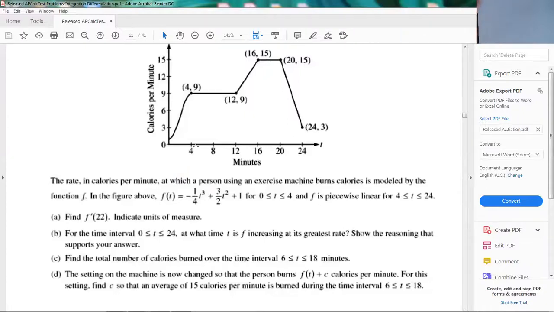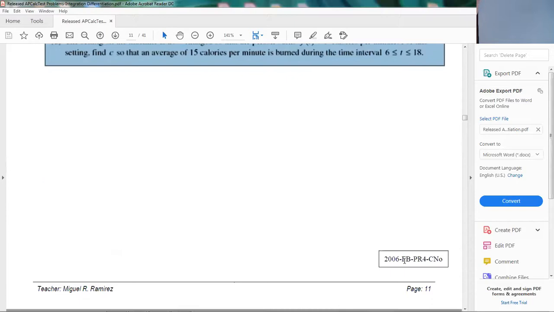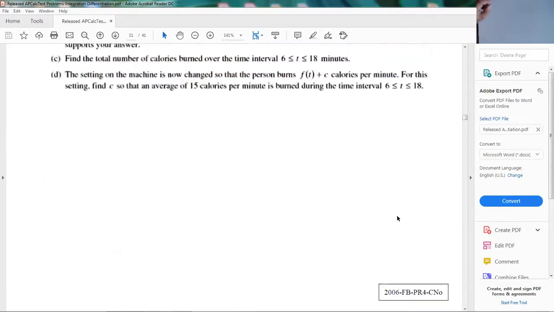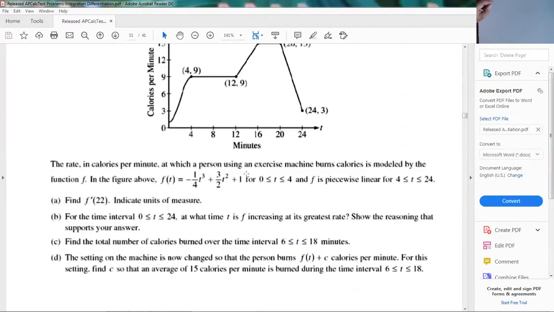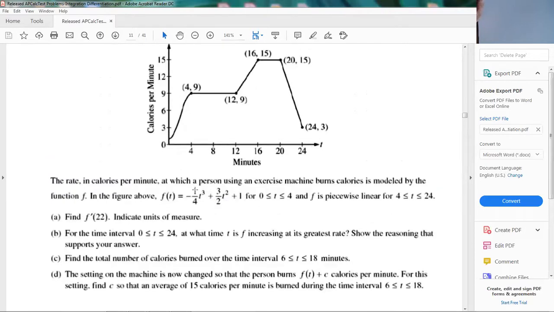Okay, guys, this is the problem we're going to begin solving today. It is from 2006, free response, no calculator, so you have to do this by hand. It's okay. Usually when you have these functions, polynomials or simple exponentials, no calculator is allowed. When you have something strange, that's calculator allowed.